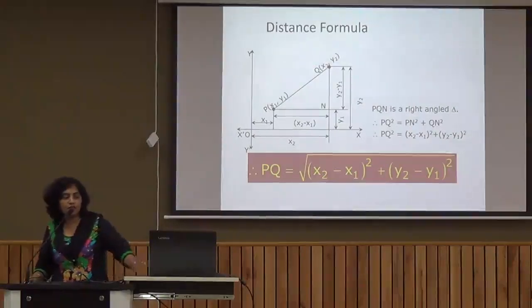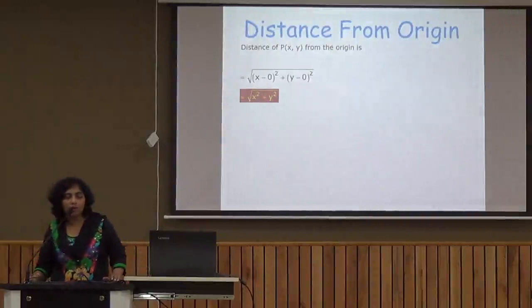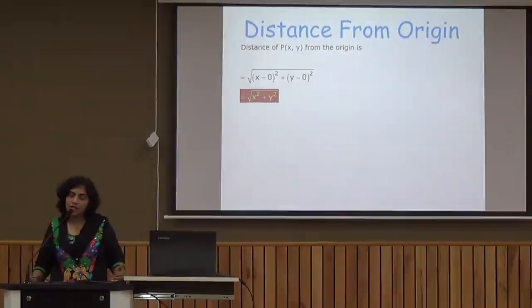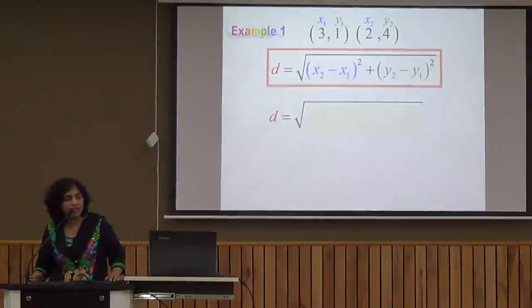Now let's see how to measure the distance of a point from the origin. One point can be taken as (x, y) and the coordinates of the origin are (0, 0), and hence we get (x minus 0) square plus (y minus 0) whole square. Its whole square root gives us the square root of x square plus y square. Now let's see an example.